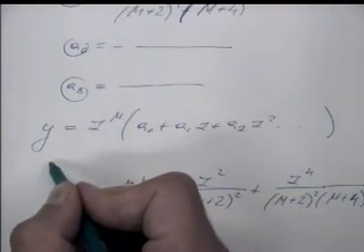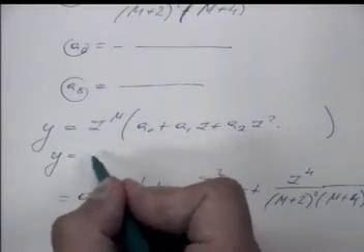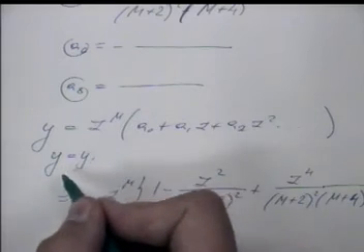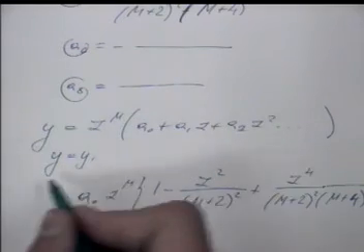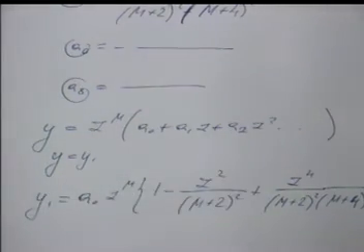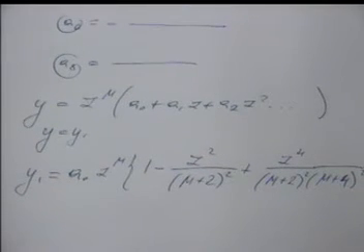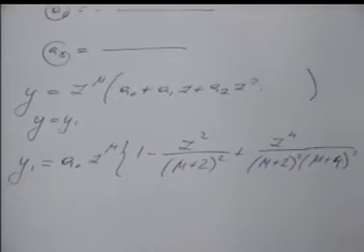So now we can change y for y1, it's just for explanation purposes, and put it before the equality sign.